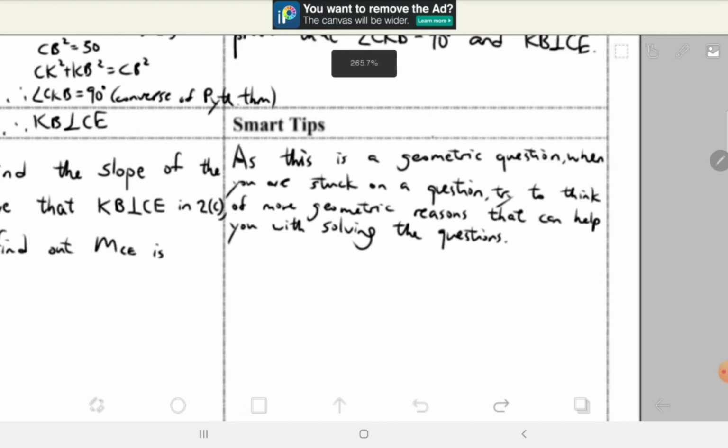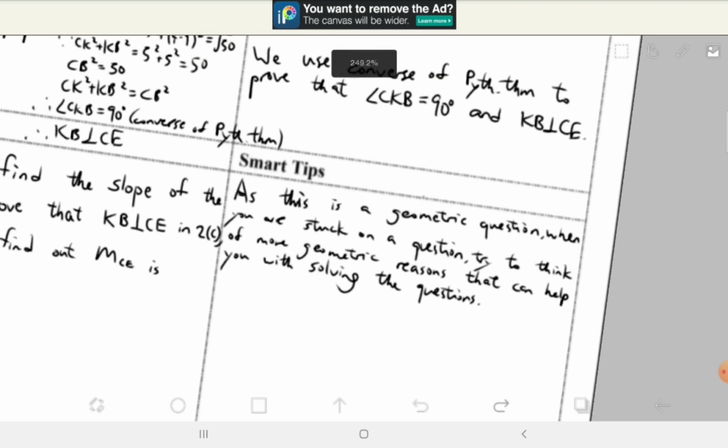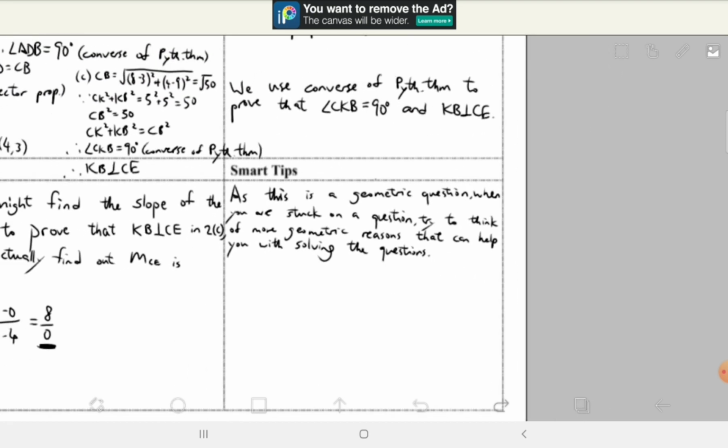And this is one of my smart tips. As this is a geometry question, when we are stuck on a question, we can try to think of more geometric reasons that can help us solve it. For instance, when we are trying to prove two lines are perpendicular in 2c, we can brainstorm some geometric reasons that can prove an angle is 90 degrees, or that can directly prove that they are perpendicular.